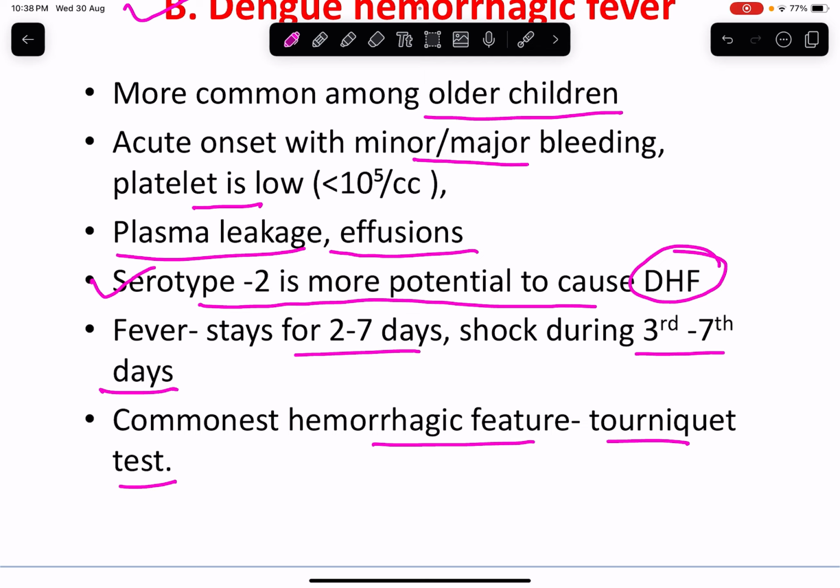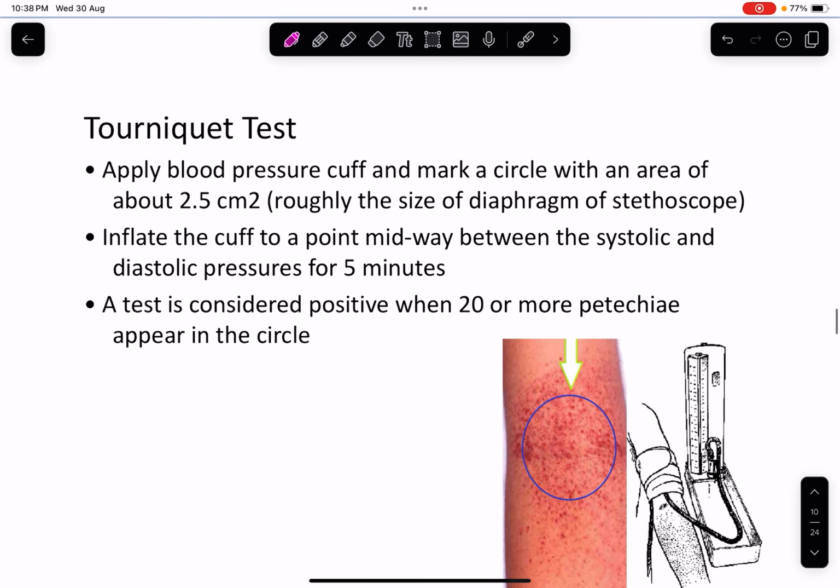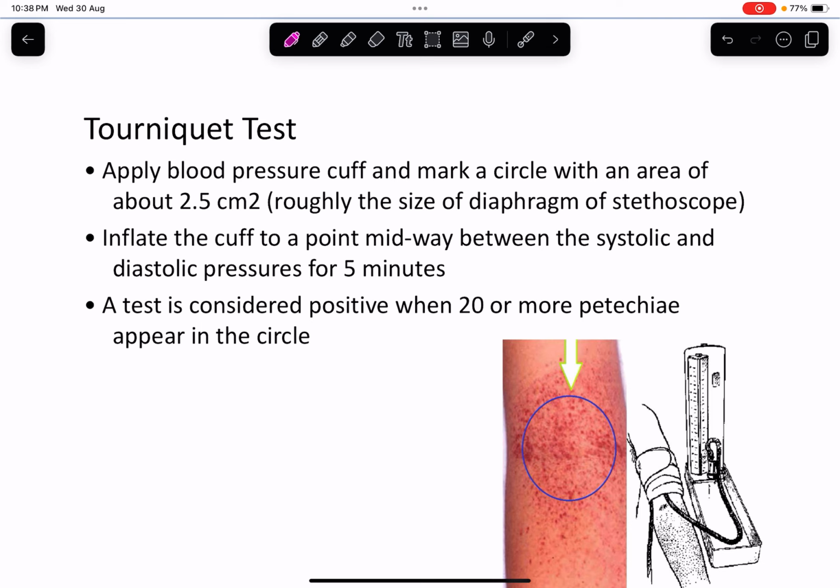As the name suggests, hemorrhage, so there will be minor or major bleeding, and it is most commonly seen in older children. And just remember that serotype 2 is more potent to cause dengue hemorrhagic fever. Now, as I was telling, the hemorrhagic manifestation can be demonstrated by a tourniquet test. So what is a tourniquet test?